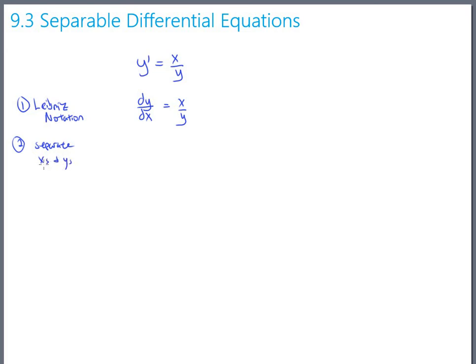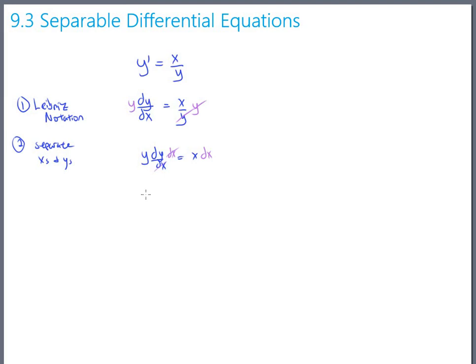And then the next step is to separate the x's and the y's. And that's just algebra. So I'm going to take my previous line, I'm going to multiply both sides by y. So I get y times dy dx equals x. And I'm going to multiply both sides by dx. And keep in mind that this derivative, dy dx, can be looked at as a fraction with two separate pieces, change in y over change in x, and we are just multiplying by the change in x.